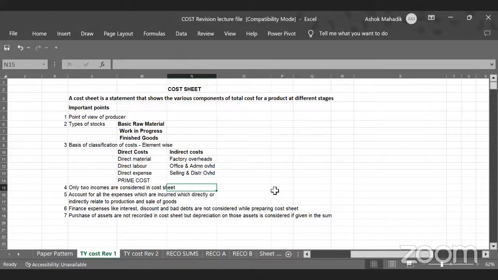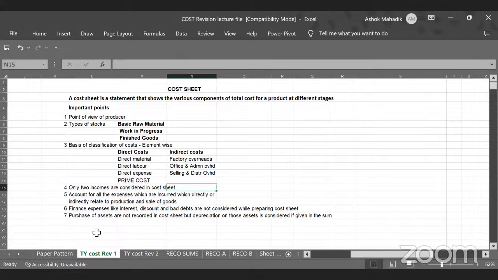Then the fifth point: account for all expenses which are incurred directly or indirectly, and which relate to the production or sale of goods. Your cost sheet will cover all the expenses which relate to production activity, storage, and sales of the goods. The sixth important point: finance expenses like interest, discount allowed, and bad debt are not considered while preparing the cost sheet. Now, the seventh important point: purchase of assets is not recorded in the cost sheet.